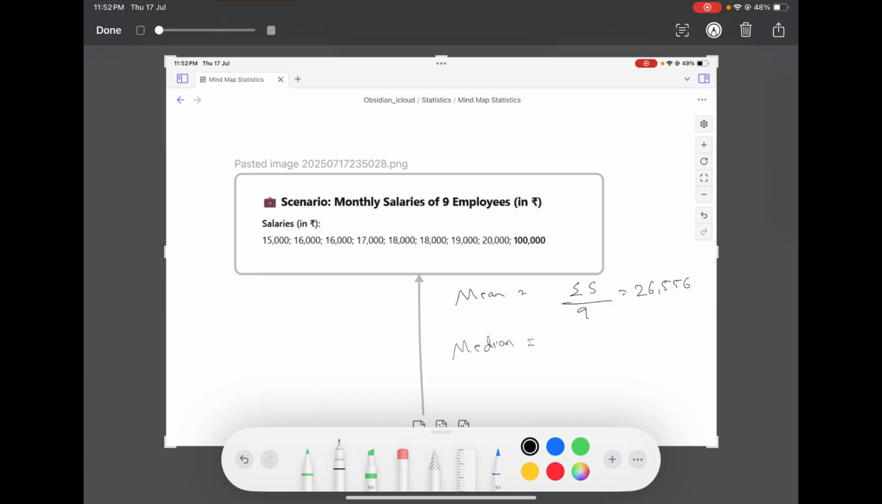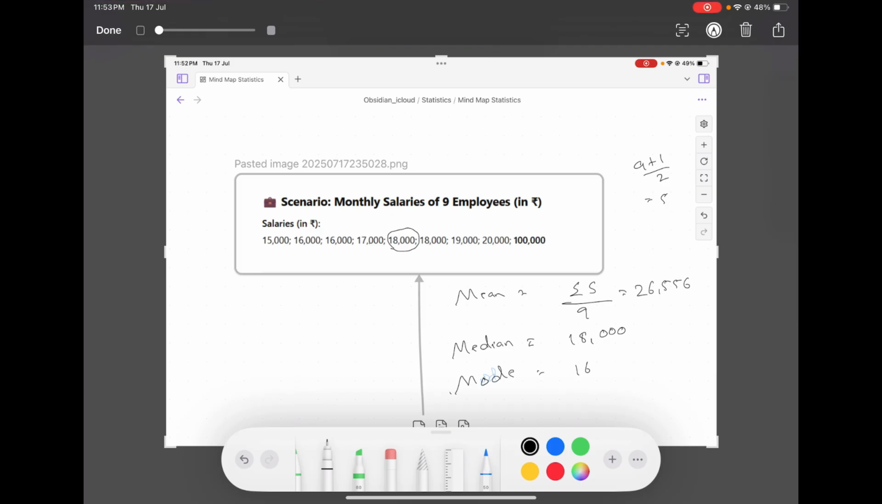Let us find the median value here. You can see that there are 9 values, so the position is 9 plus 1 by 2, which is 5. So it is 18,000. The median is 18,000. And what is the mode? The mode value is here.